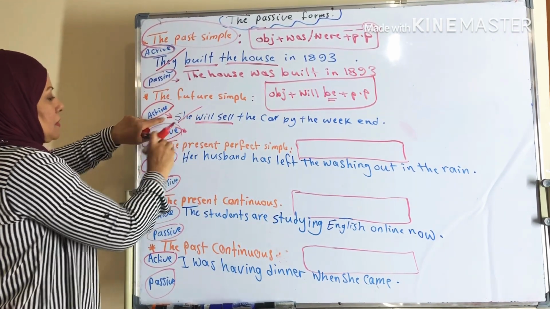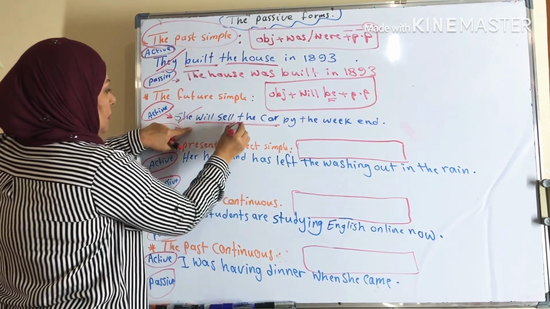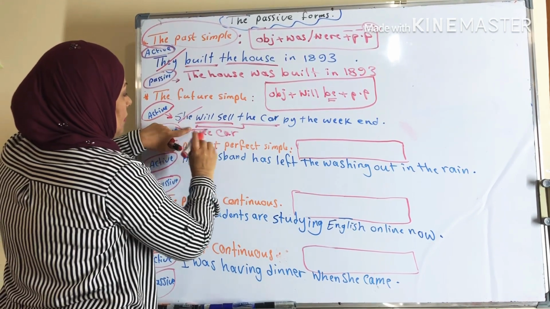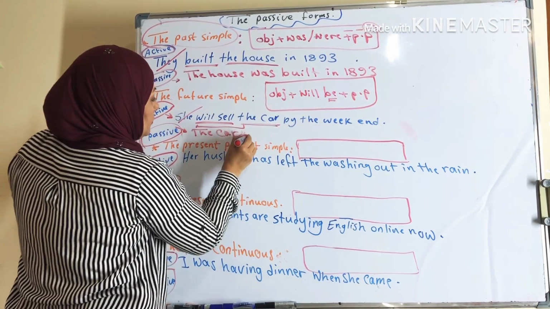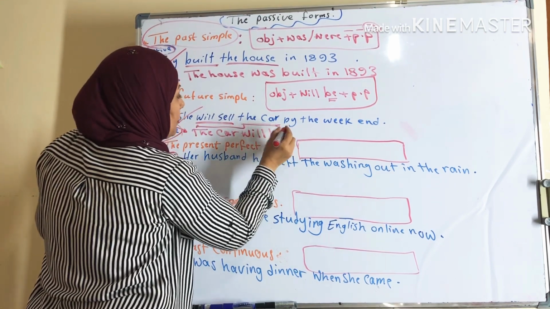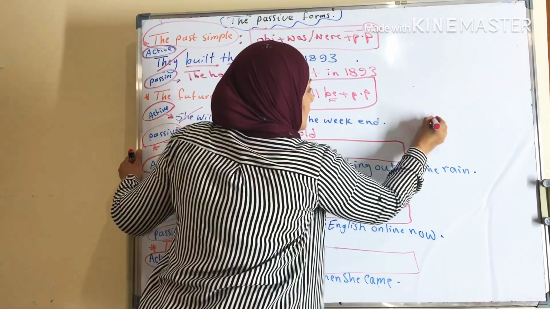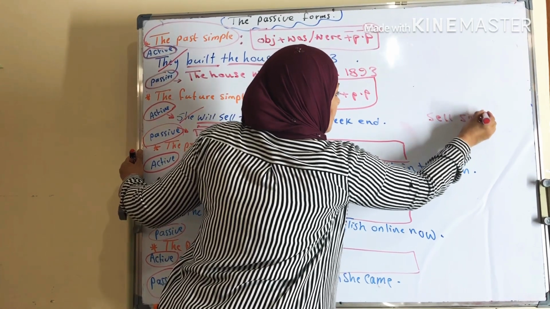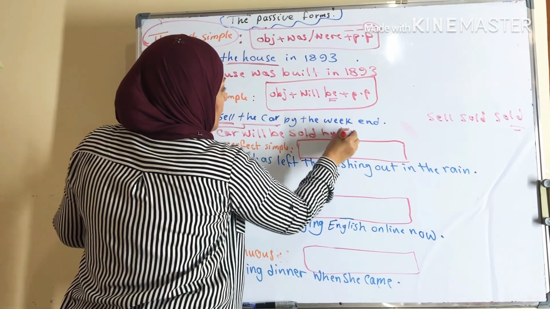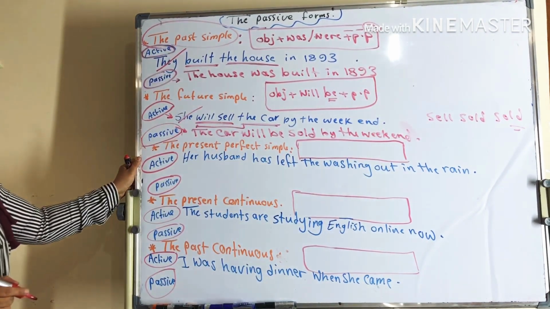We omit the subject. We put the new one, the object, the car, will be sell. راح يصير تصريف الثالث past participle for sell is sold. Sold. This is the first one. Sold by the weekend. Is that clear?